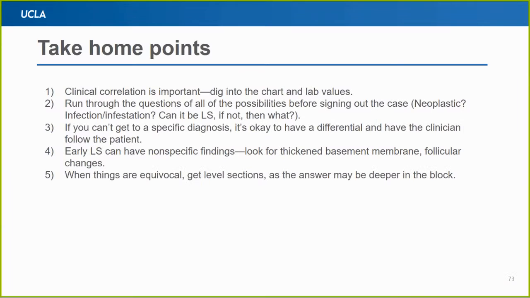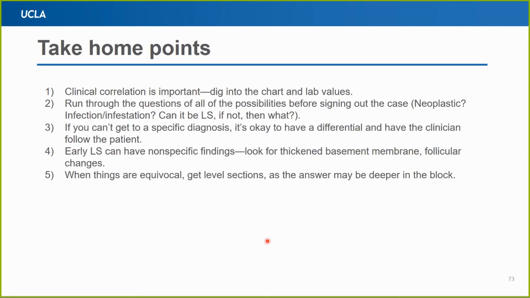Here are some take-home points for the talk today. First of all, clinical correlation is very important for skin rashes. So dig into the chart and lab values to see if you have any clues that were not given to you in the clinical history. Run through the questions of all the various possibilities of inflammatory vulvar pathology biopsies. And for me, those questions are: is it neoplastic? Is it infectious or an infestation? Can it be LS? And if not, then what?